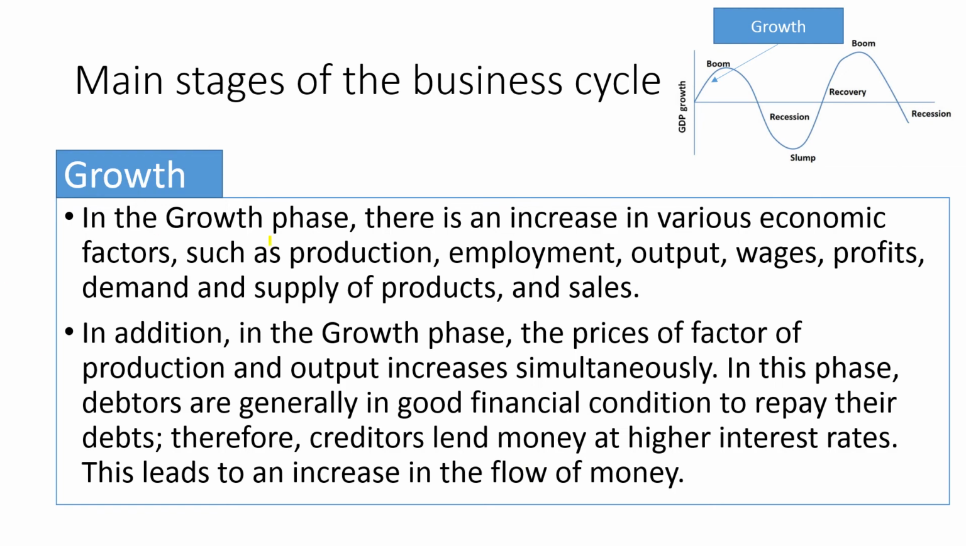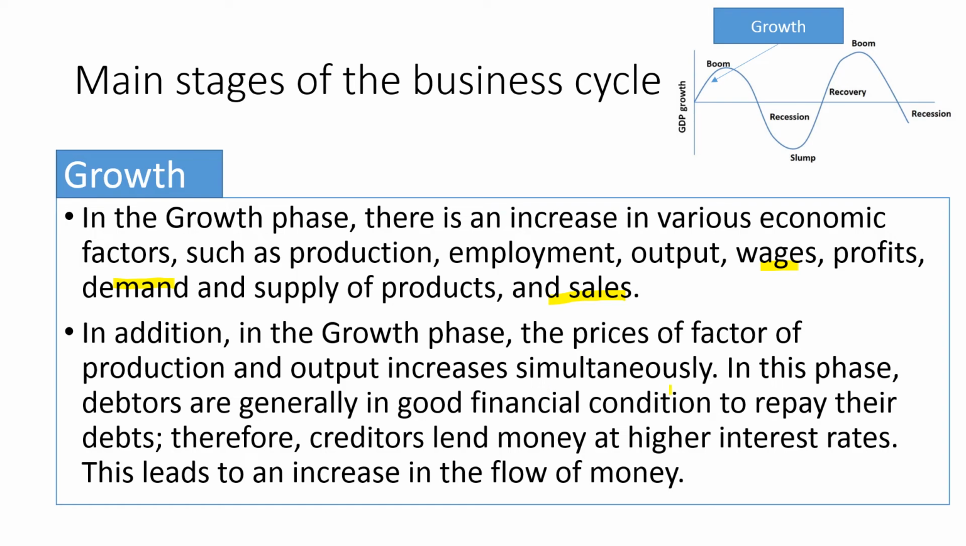So growth. In the growth phase, there is an increase in various economic factors such as production, employment, output, wages, profits, demand, and supply of product and sales. So this is where the growth is, just as business starts to go up or the economy starts to go up. So in addition, with the growth pace, the price of factors of production and output increases simultaneously.